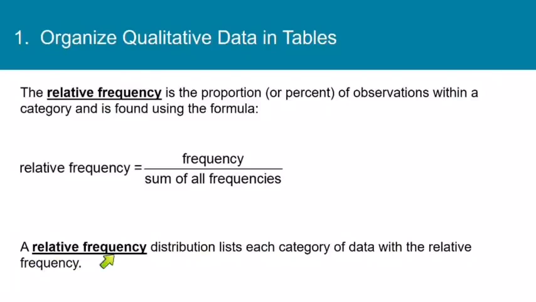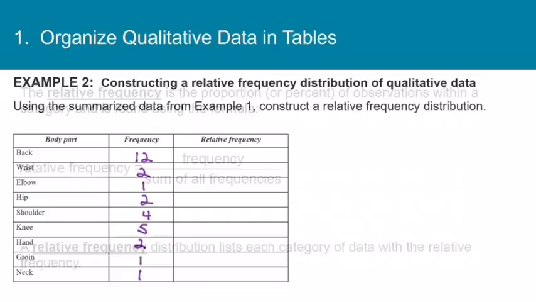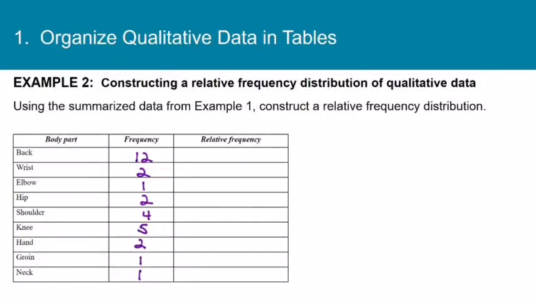Now, a relative frequency distribution lists each category of data with the relative frequency. So a frequency distribution lists the frequencies, and a relative frequency distribution lists the relative frequencies. But it's the same type of distribution, as you're about to see in our next example, where we're going to take our frequency table that we just found and turn it into a relative frequency table. And here is that frequency table.